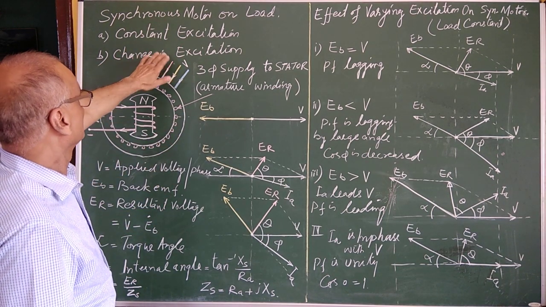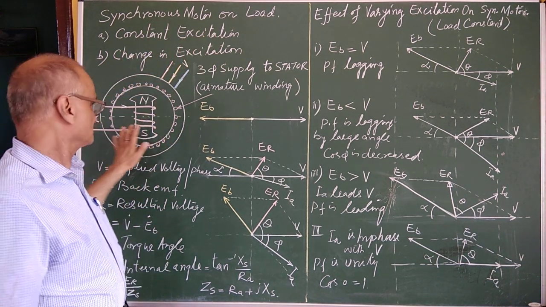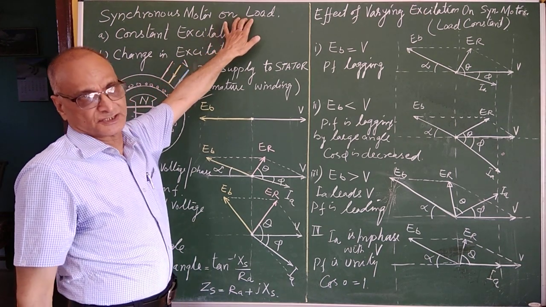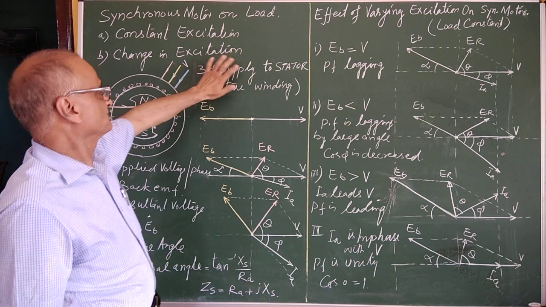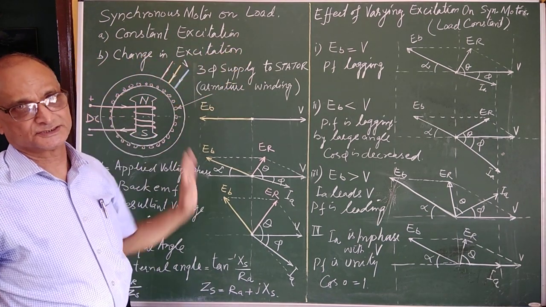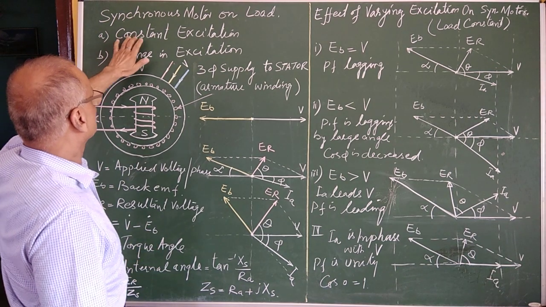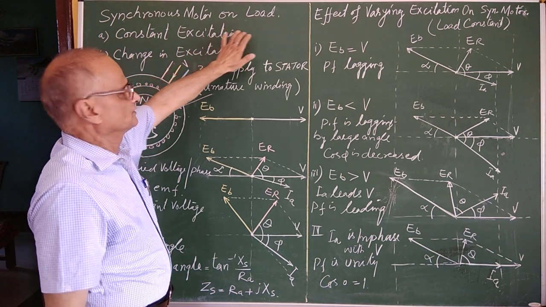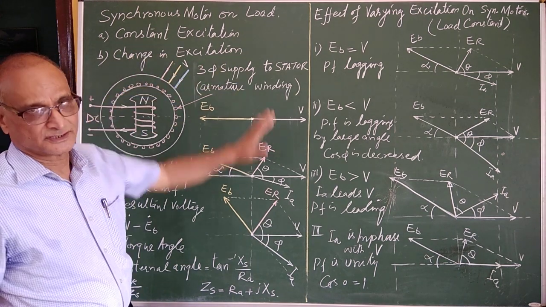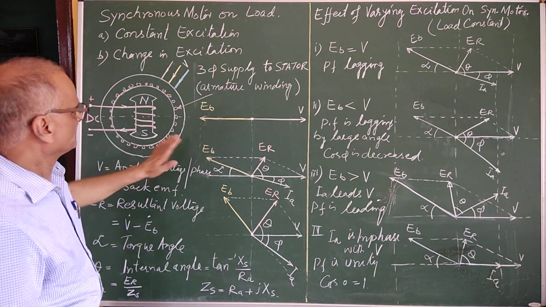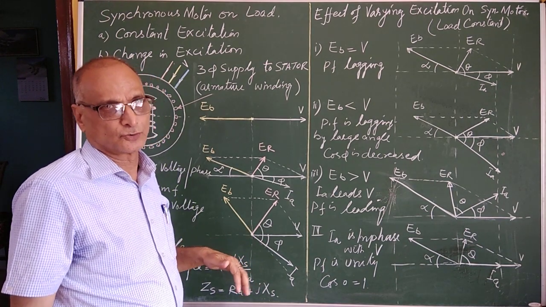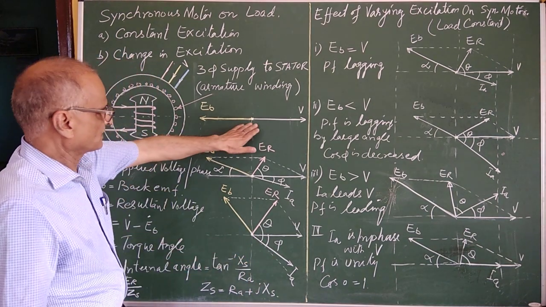हम डिस्कस कर रहे हैं कि एक्साइटेशन कांस्टेंट एंड लोड इज चेंजिंग। सेकंड केस में डिस्कस करेंगे लोड इज कांस्टेंट एंड एक्साइटेशन इज चेंजिंग। So in this case, constant excitation, load is changing. Second is change in excitation and load is constant. First I am discussing effect of change in load. So refer this diagram.